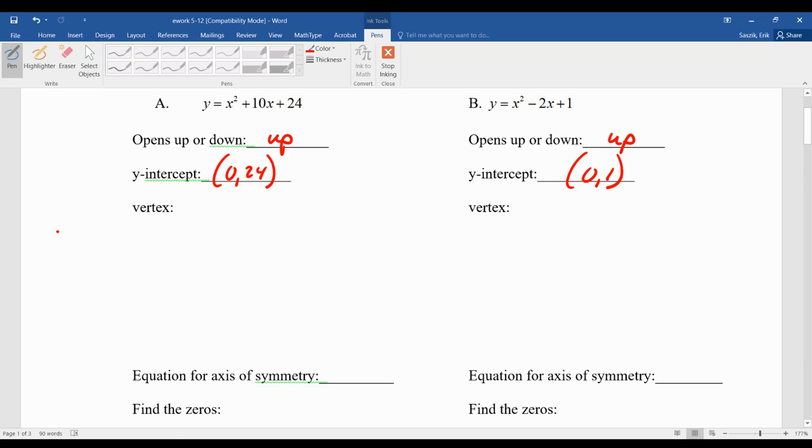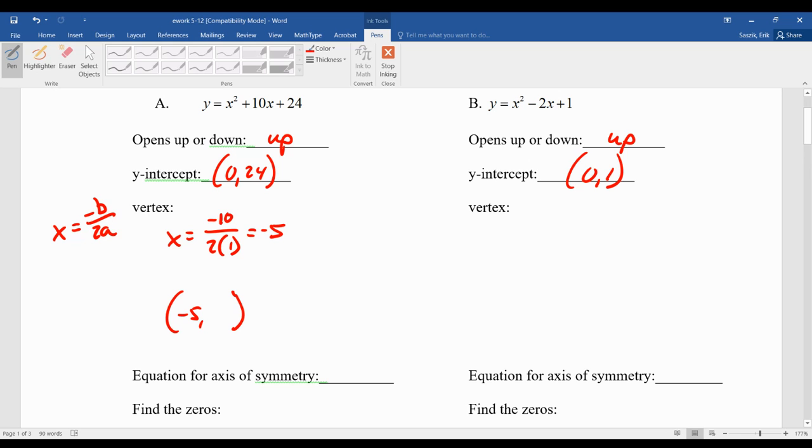Remember, the x value of the vertex is the opposite of b over 2a. We talked about that the other day. So here, the x value of the vertex, the opposite of b would be negative 10 over 2 times a. Negative 10 over 2 would be negative 5. Okay? Now, remember, that's just the x value of the vertex. Okay? There's also a y value.